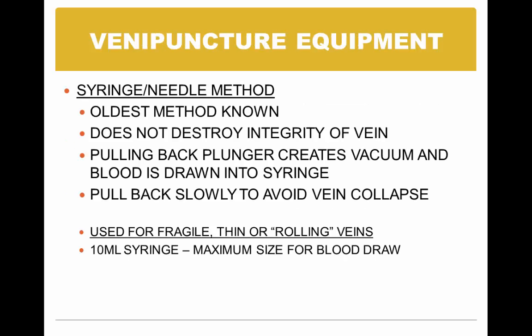Venipuncture equipment. The syringe and needle method is the oldest method out there that's known. It does not destroy the integrity of the vein. Pulling back the plunger by hand creates a vacuum and the blood is drawn into the syringe. We talked about this the other day. You want to make sure that you pull back slowly to avoid vein collapse. If you pull it too quick, it can just collapse, and then you're nowhere. You're going to have to start over. This sometimes is used for fragile, thin, or so-called rolling veins. The 10 milliliter syringe would be the maximum size for a blood draw.